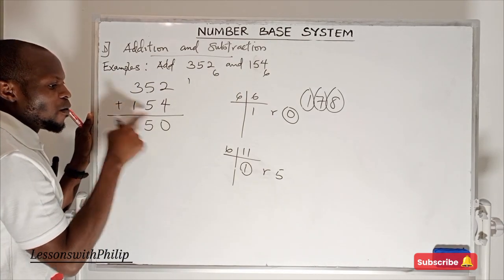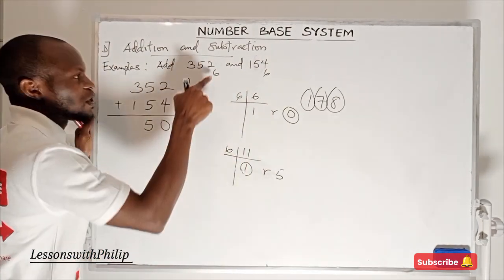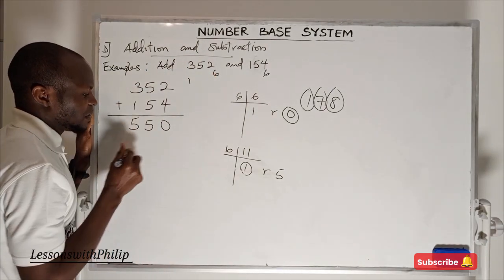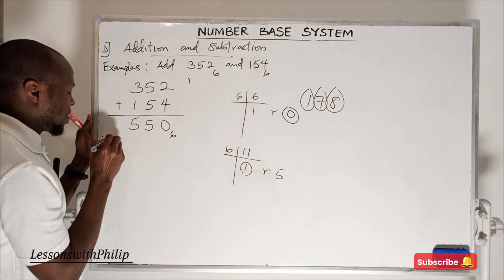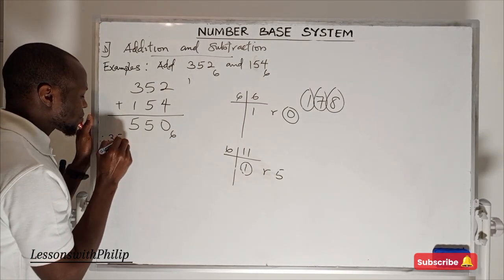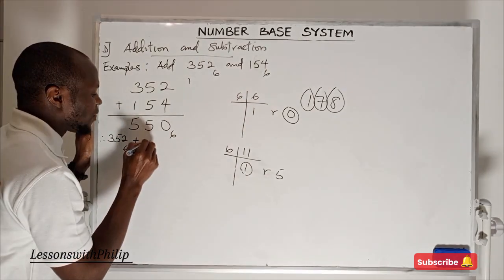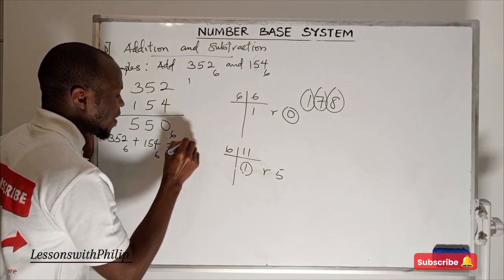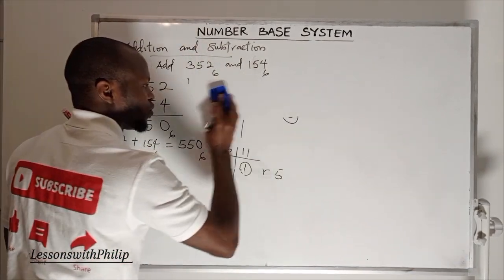3 plus 1 is 4, plus this 1 is 5. That 5 is not up to my base, so I write it. That is 550 base 6. Therefore, my 352 base 6 plus my 154 base 6 is equivalent to 550 base 6. Okay, let's do more examples.